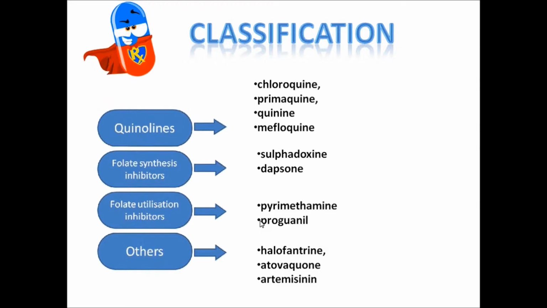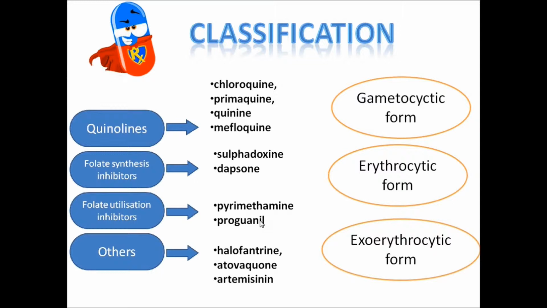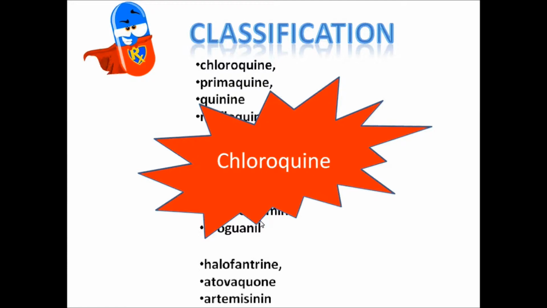These drugs can also be classified into drugs acting on gametocytic form, erythrocytic form, and exoerythrocytic form. An example of a drug which acts against gametocytic and exoerythrocytic form is primaquine. Drugs which act against erythrocytic form are chloroquine, mefloquine, quinine, and pyrimethamine. Among all, chloroquine is the most widely used anti-malarial and is the drug of choice in the treatment of malaria.